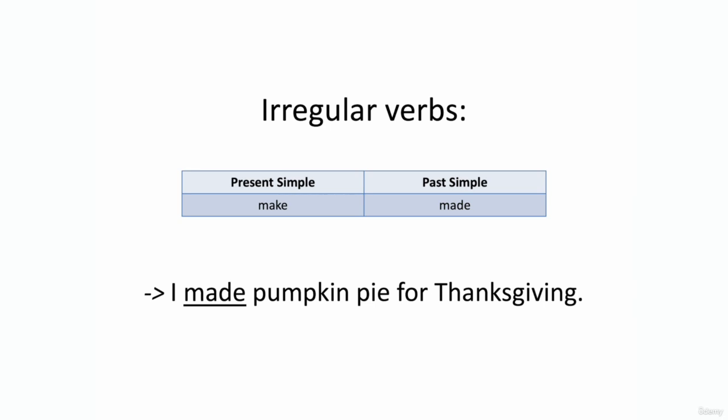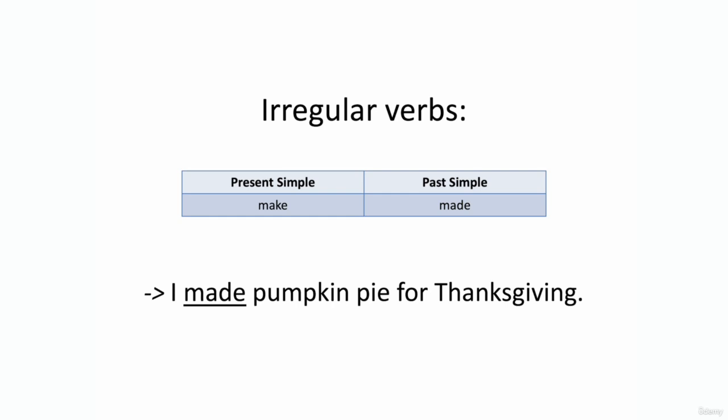Now let's take the time to dive deeper into irregular verbs. These are often difficult for English learners because there are no particular set rules on how to recognize them, but they simply need to be learned by heart. For example, make, made. I made pumpkin pie for Thanksgiving.